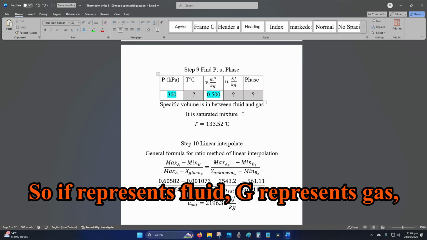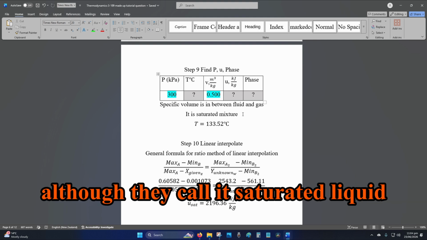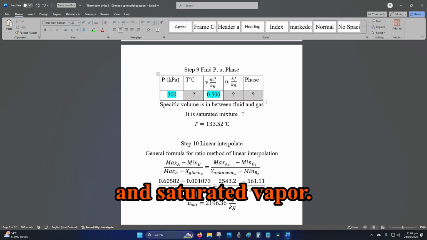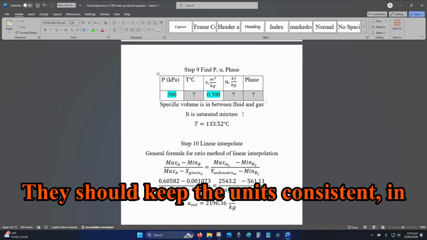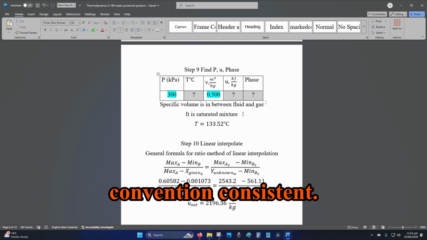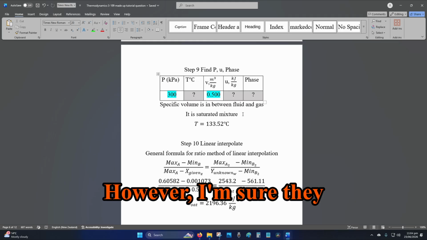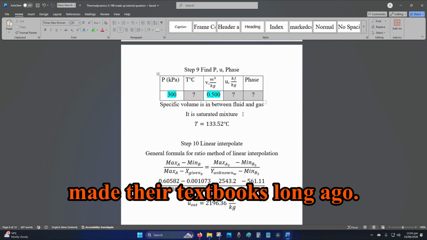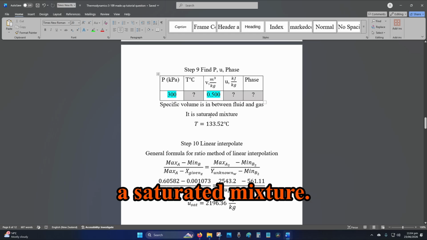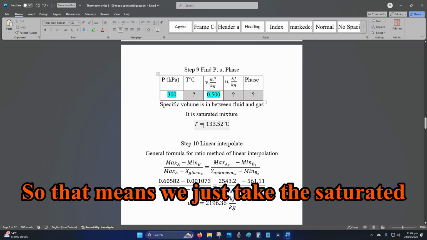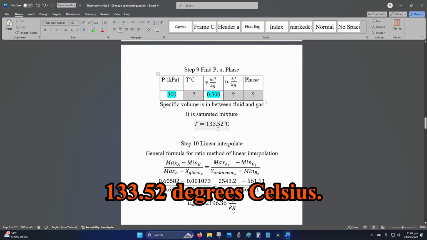So F represents fluid, G represents gas, although they call it saturated liquid and saturated vapor. They should keep their units consistent, in my opinion, or naming convention consistent. However, I'm sure they made their textbooks long ago. Can't change it now. Okay, so we know it's a saturated mixture, so that means we just take the saturated temperature. It'll be 133.52 degrees Celsius.